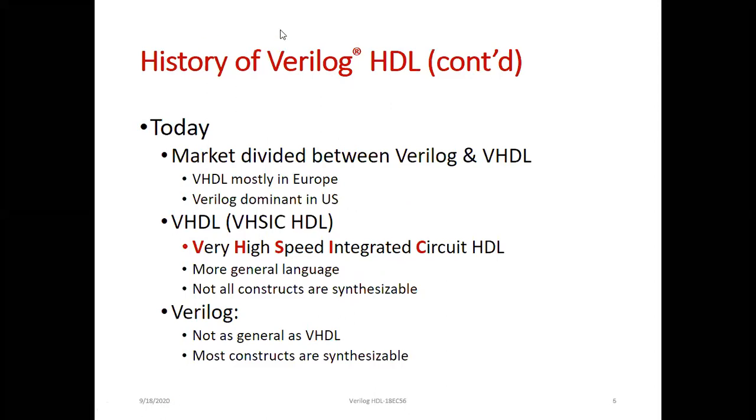As I said earlier, today the market is divided between Verilog and VHDL, the two languages. VHDL is mostly used in European countries. Verilog is dominant in the US. As I said earlier, VHDL stands for VHSIC HDL, Very High Speed Integrated Circuit HDL. That is the expansion for VHSIC.